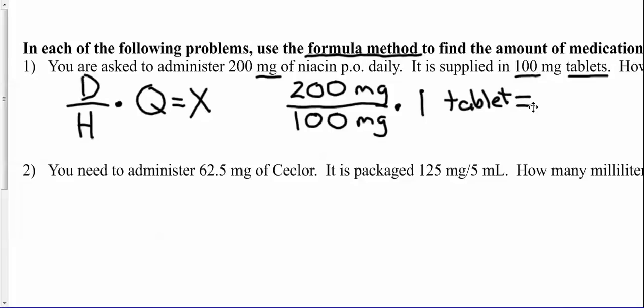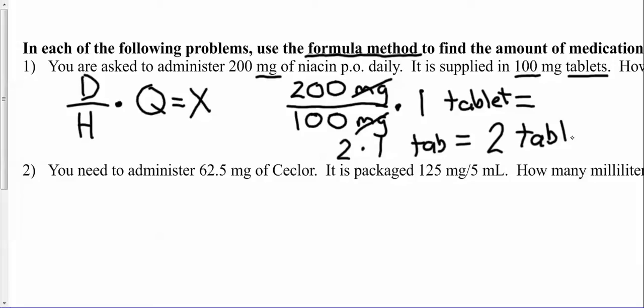Now when we simplify this, the unit of measure should divide out, since we converted to the same unit if we needed to, and our answer will be in the number of tablets. So 200 divided by 100 is 2, and 2 times 1 tab is equal to 2 tablets, which is what we estimated in the previous step.